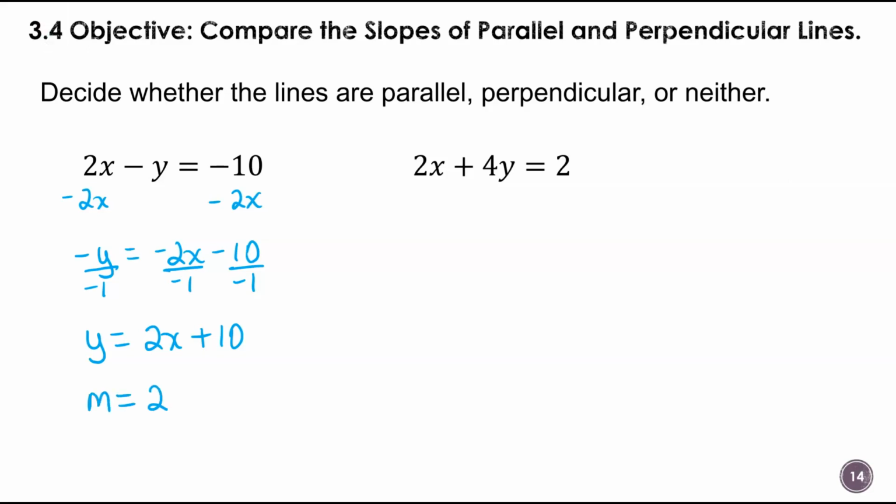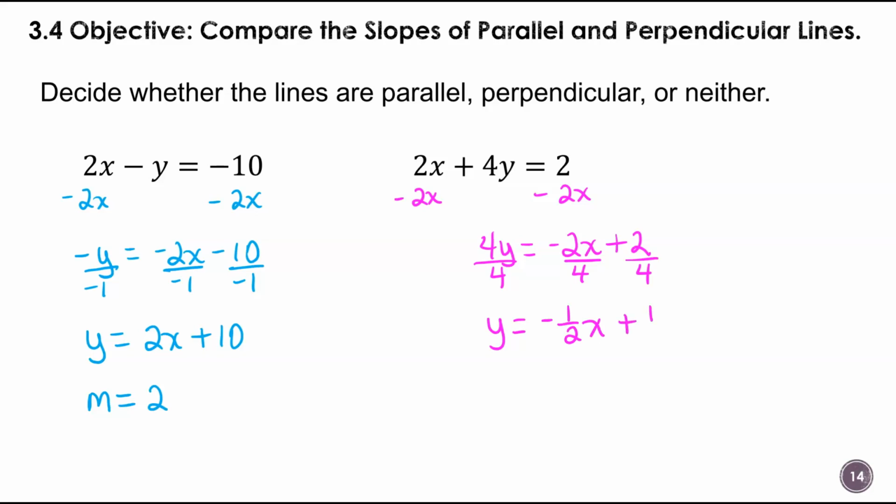Okay. On the second one, we're also solving for y. We're going to subtract the 2x. So we have 4y equals -2x plus 2. And then we divide each term by 4. So my equation is y equals -1/2 x plus 1/2. That gives me a slope of -1/2.